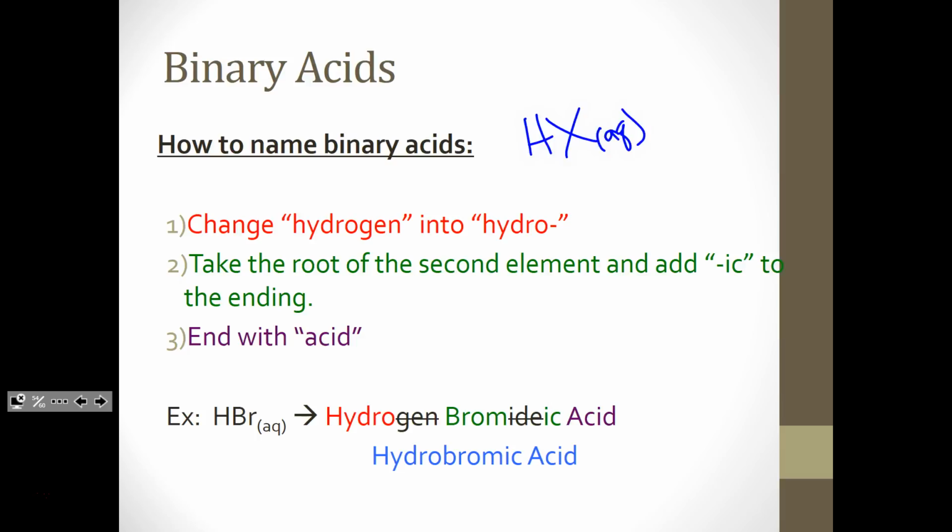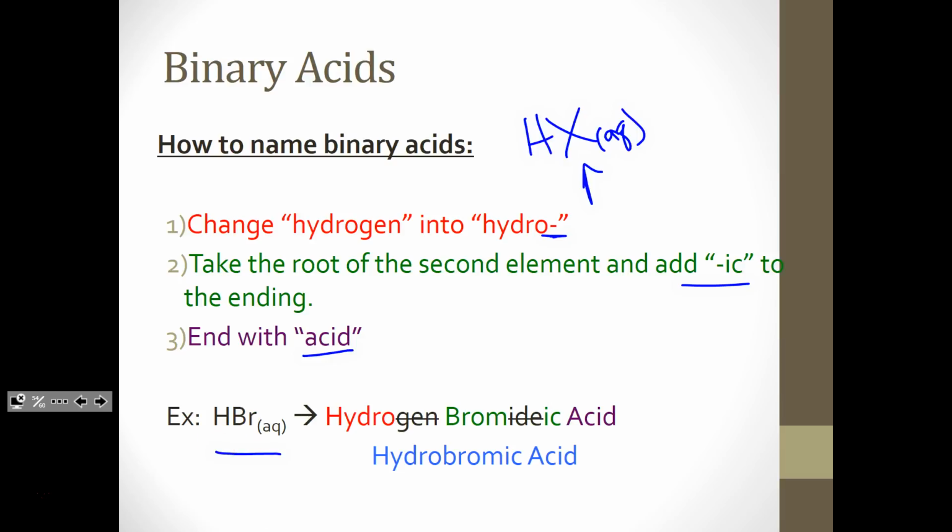Rule. Okay, so when you see this, the first thing you're going to do is change the hydrogen part to hydro. Now notice the hyphen here, because we're going to add something to hydro. Hydro is just the prefix. What you're going to do is take the root of the second element, whatever this element is right here, and add it to hydro, and then change the ending to ic. So that was kind of a lot. We'll look at an example here. And then always you'll end with the word acid. That's obvious enough.